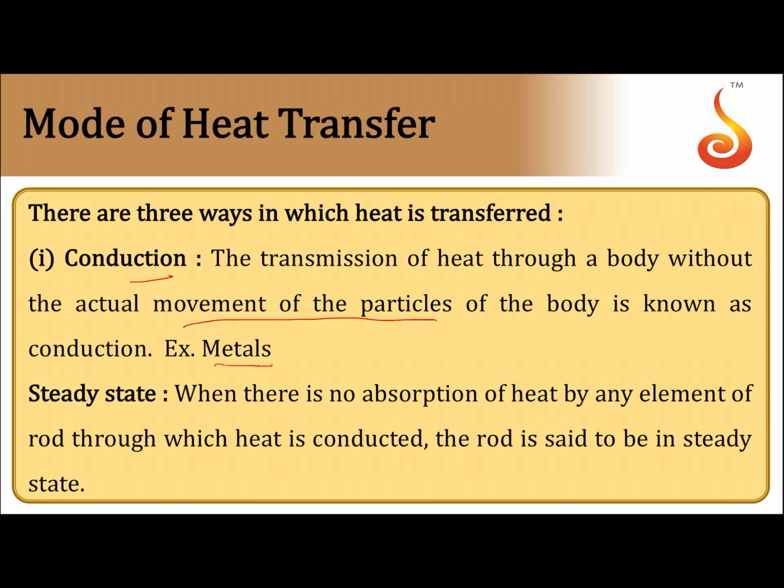So in the case of metals, the heat transfer takes place by means of conduction. Here we come across a concept called steady state. When there is no absorption of heat by any element of the rod through which the heat is conducted, the rod is said to be in steady state. So the material stops absorbing any more heat. All the heat that is supplied is either transmitted or radiated to the surroundings. That state we call steady state.